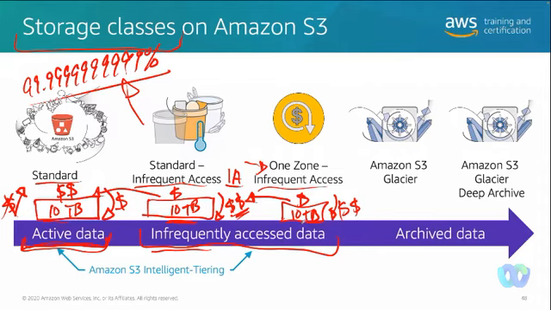But you cannot put all types of data there. It should be data that you can recreate, because what if you were to lose the entire AZ? You're going to lose access to that data. So maybe data that you can recreate. But that's a very good use case for that type of storage class.